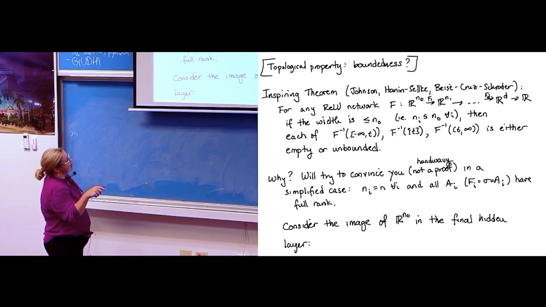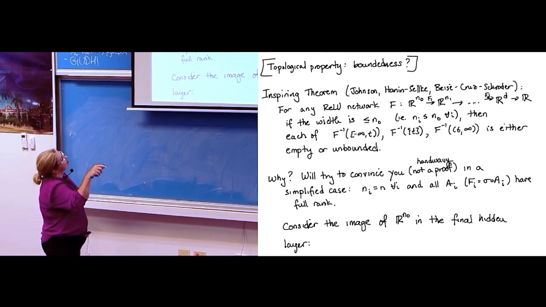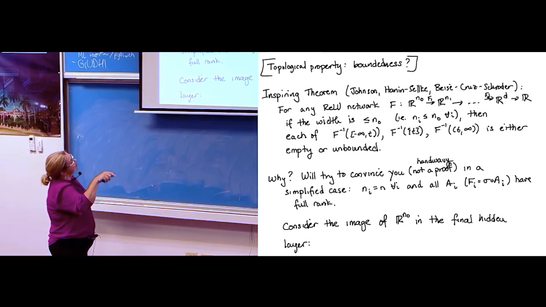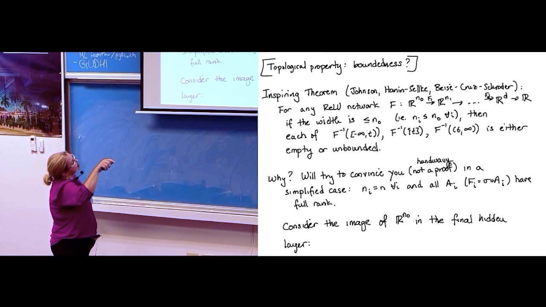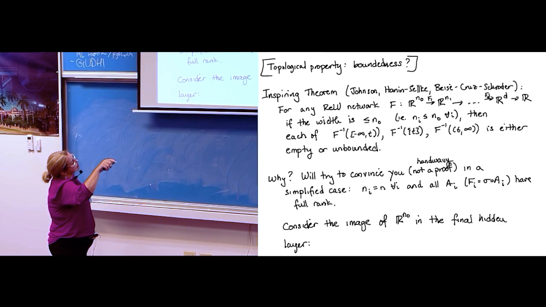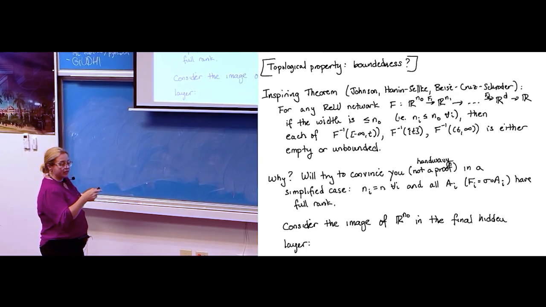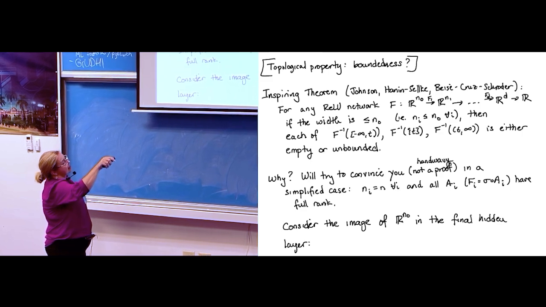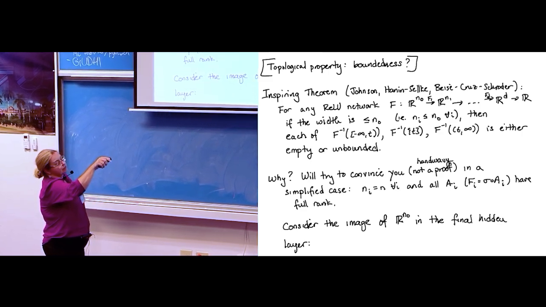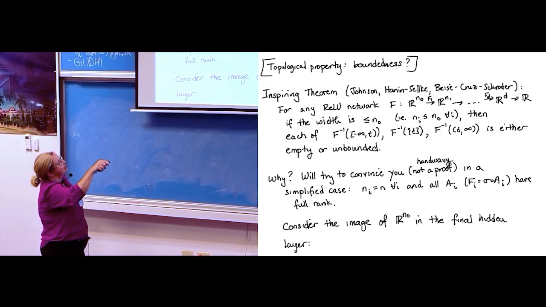So consider the image of the domain. That's our original domain, R^D, in the final hidden layer. You take it and map it forward until you get here. There's one more final layer, and that final layer does not have the ReLU nonlinearity on it. So you get to here.